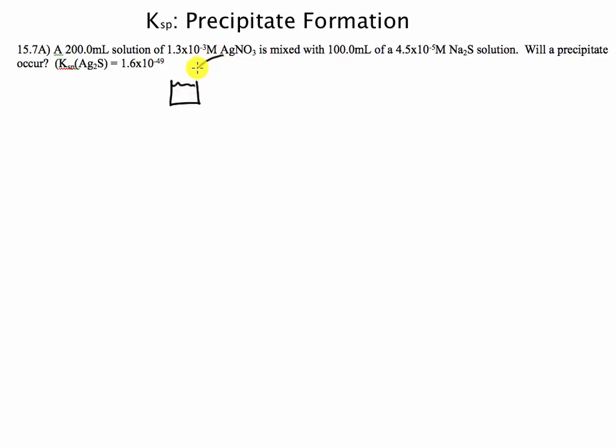One will be the silver nitrate solution, and the other is going to be a solution that has sodium sulfide in it. We're going to mix these two solutions together, and what's going to happen is that the silver ions are going to react with the sulfide ion to make our silver sulfide solid. At least that's the goal. We want to know if that precipitate is going to occur. Will we get a solid to form when we mix these two solutions together?